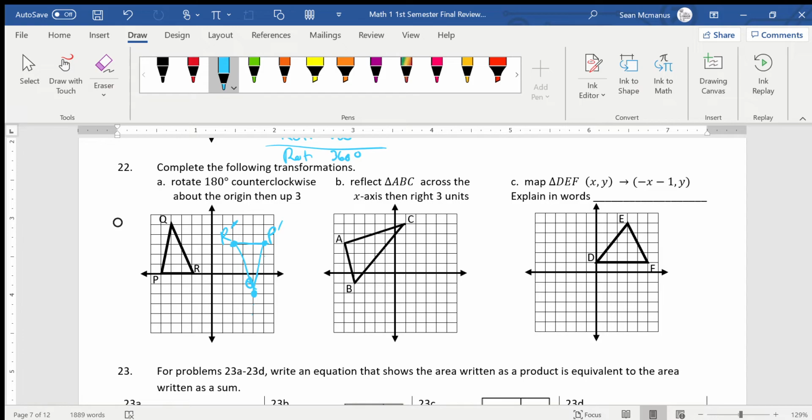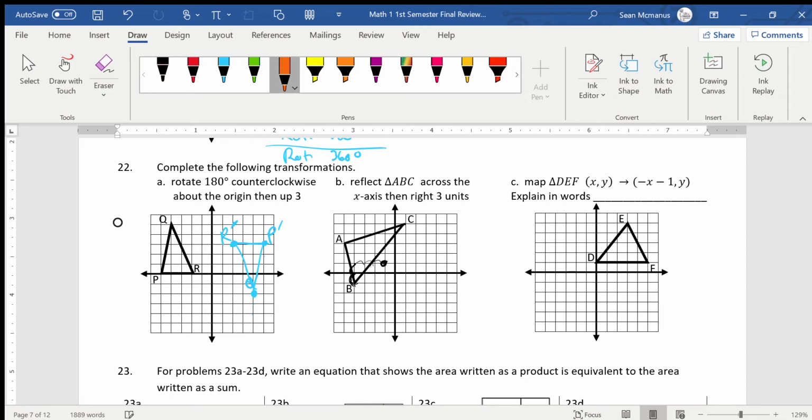All right, so reflect. I don't know if I can reflect the picture, but we'll see. Okay, reflect triangle ABC across the x-axis and then right 3. So I can't really do it with the aid of the computer, so I got to just do it by hand. So reflect across the x. So B is going to go 1 unit away, so it's going to go 1 over here, and then to the right 1, 2, 3. So I'm going to put a point.